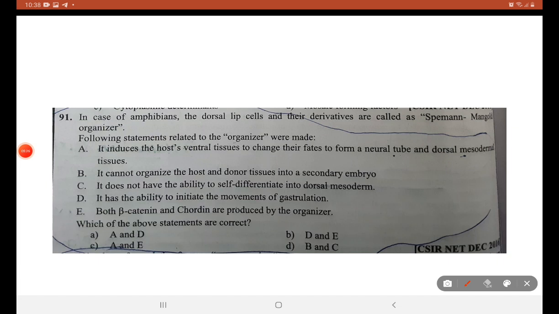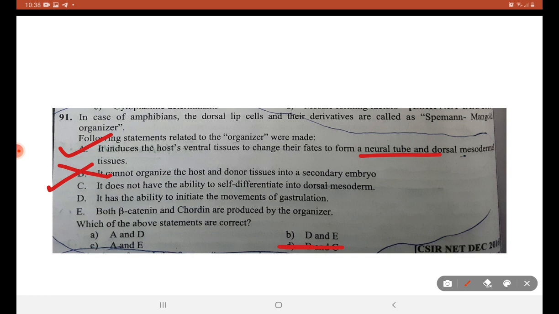With regard to the organizer, Spemann-Mangold organizer. It induces host ventral tissues to change their fate to form the neural tube and the dorsoventral tissues. Correct. It cannot organize host and donor tissues into a secondary embryo? No, it can do it. So B is not the right answer.